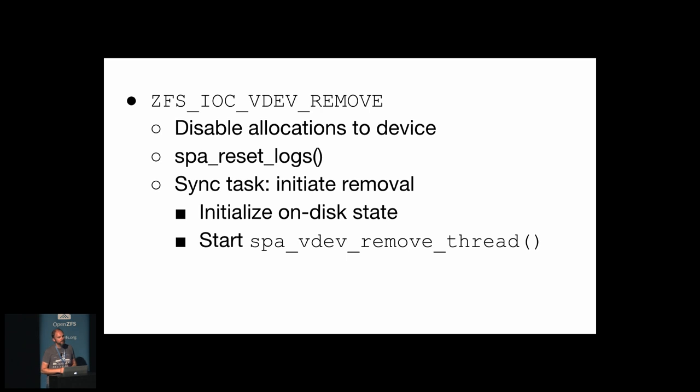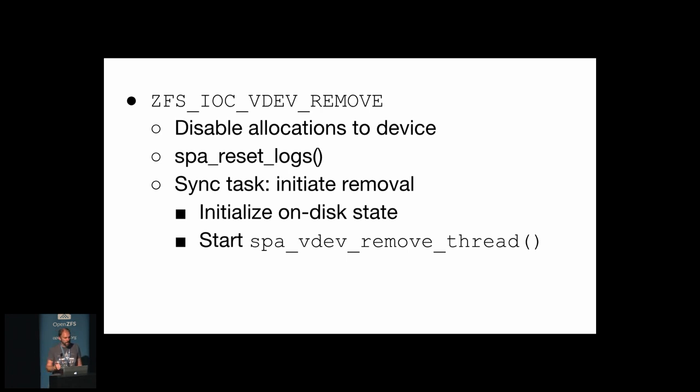What spa reset logs does is it basically clears all the ZIL logs and then reallocates them. The reason that we need to do this is because the ZIL is like a singly linked list of blocks. We've always allocated the next block that we're going to write to, but we don't know when we're going to need to write to it. So we've already allocated it. It might be allocated on the device that we want to remove, and we don't want to, in the middle of the removal, have to handle a write to the device that we're trying to remove. So by resetting the logs, we make sure that they all get reallocated. Since we're doing it after we've disabled allocations to this device, they'll all get allocated on the remaining devices, not the one that we're trying to remove.